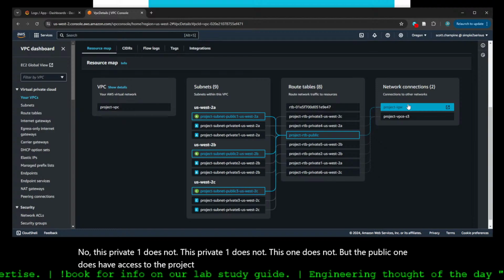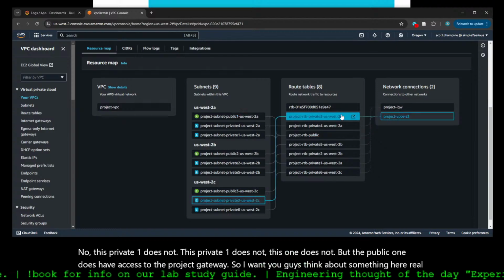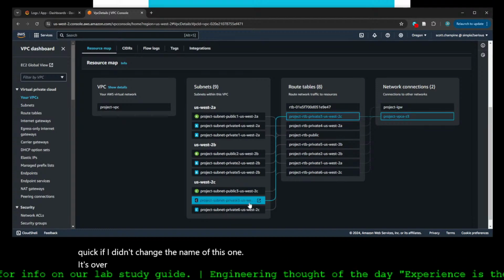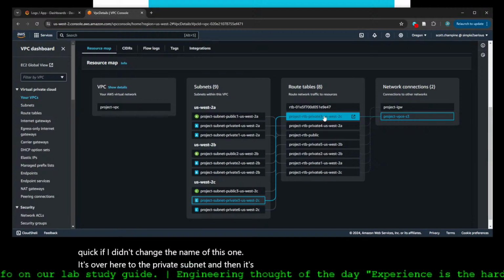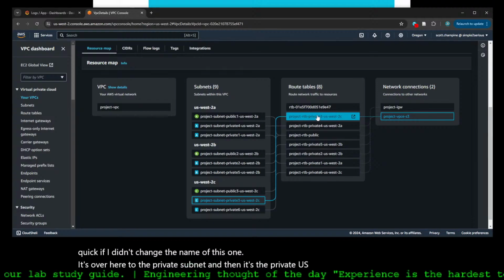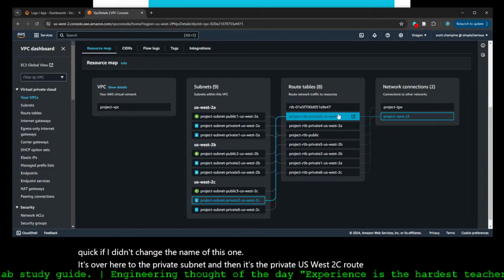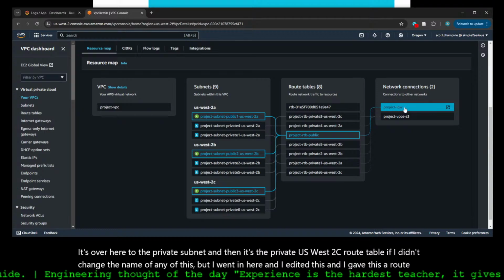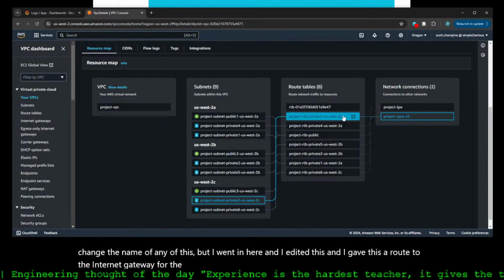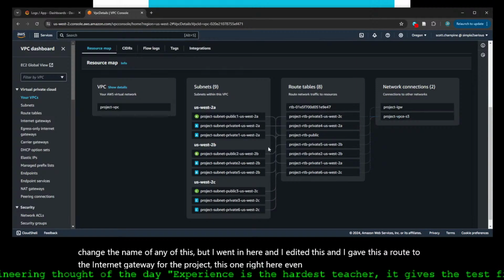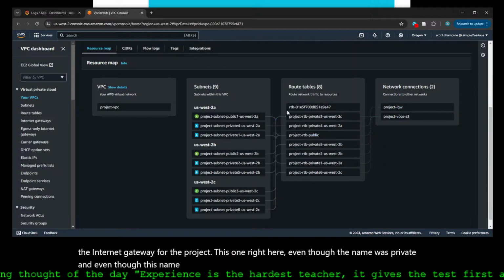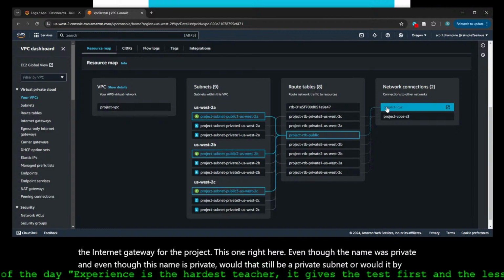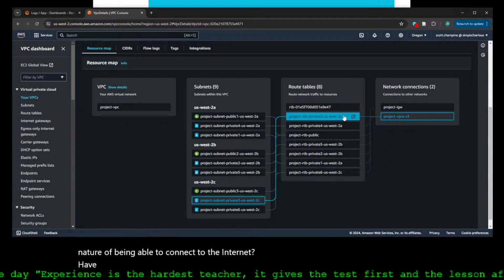So I want you guys to think about something here real quick. If I didn't change the name of this one, the private subnet, and the private US West 2C route table, if I didn't change the name of any of this, but I went in here and edited this and gave it a route to the internet gateway for the project, even though the name was private, would that still be a private subnet? Or would it, by nature of being able to connect to the internet, have become a public subnet? I want you to think about that.